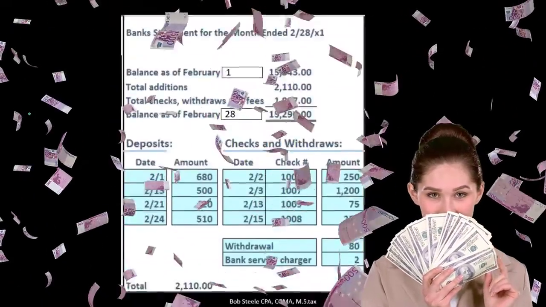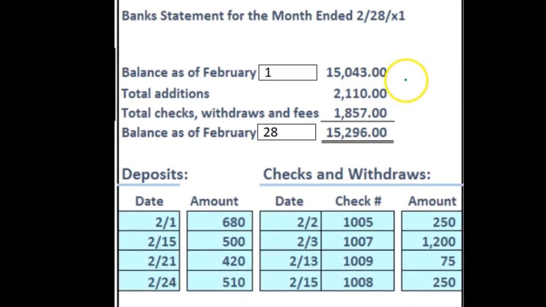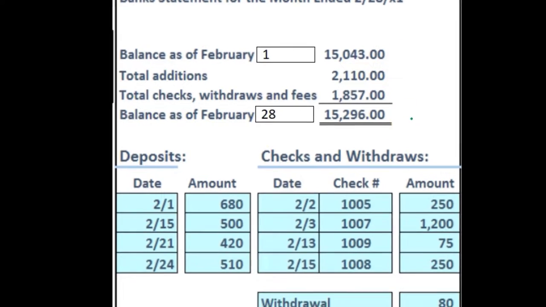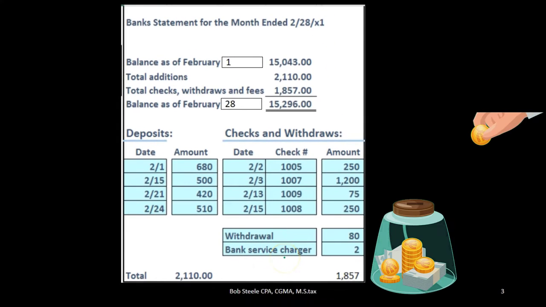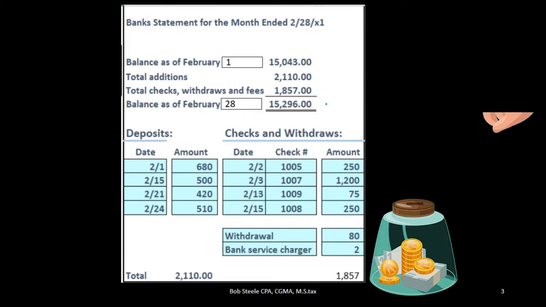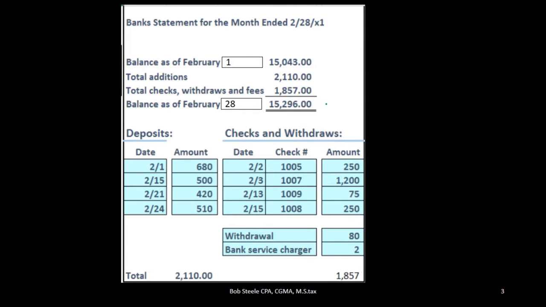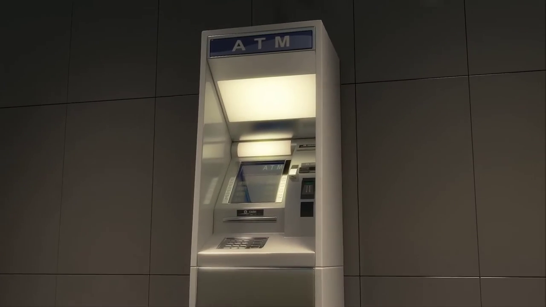So for example, we might have the bank statement in this case at the end of February, showing the beginning balance, showing the activity, showing the ending balance at the end of February, and then giving us the detail, the deposits and the checks and the other types of transactions that would be involved in order to get to our ending balance from the beginning balance. We're going to take that bank statement, which comes from the bank, and compare that to our books. Something like this.